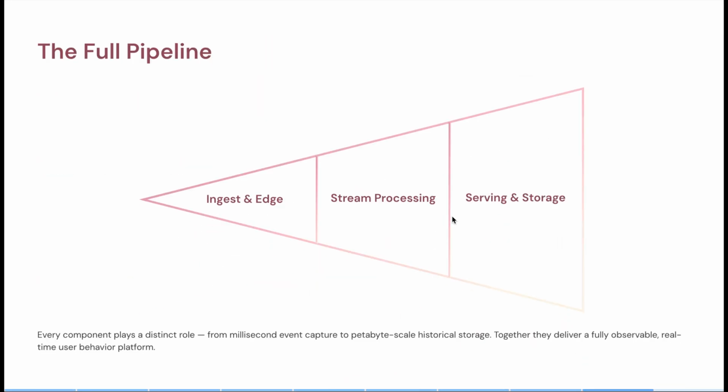Now if we step back and look at the full pipeline, we can see three major stages. The ingestion and edge layer captures and stabilizes the incoming data. The stream processing layer transforms and enriches it. And the serving and storage layer delivers insights to the users and the systems. So each layer has a clear responsibility, which is what makes the system scalable, resilient, and easy to evolve.